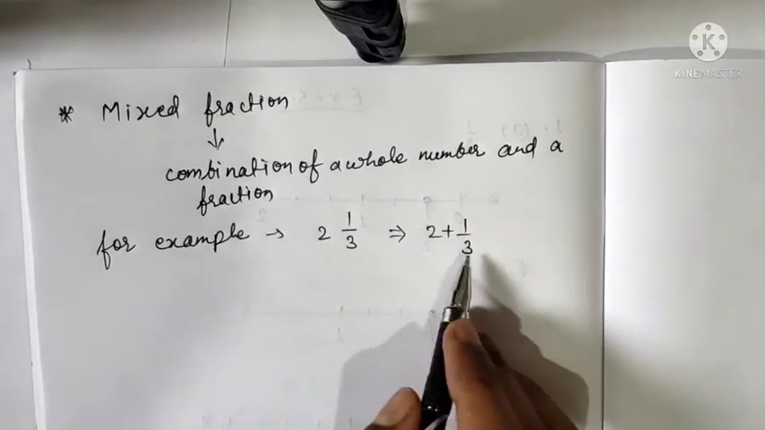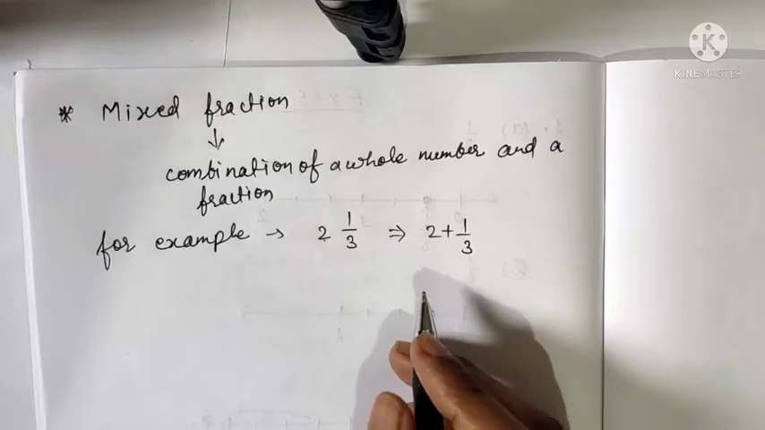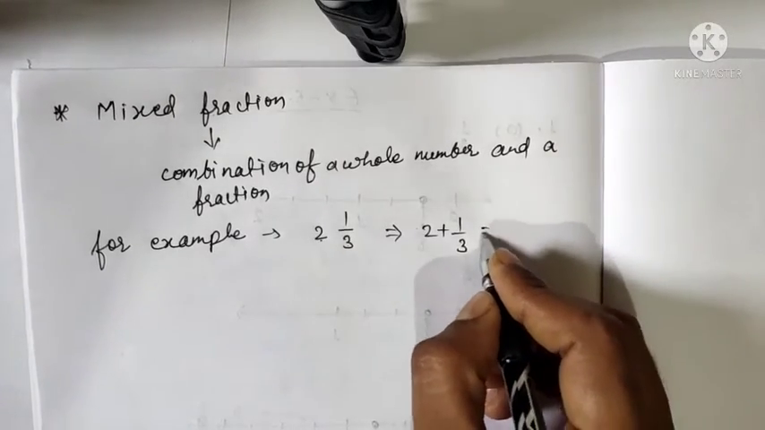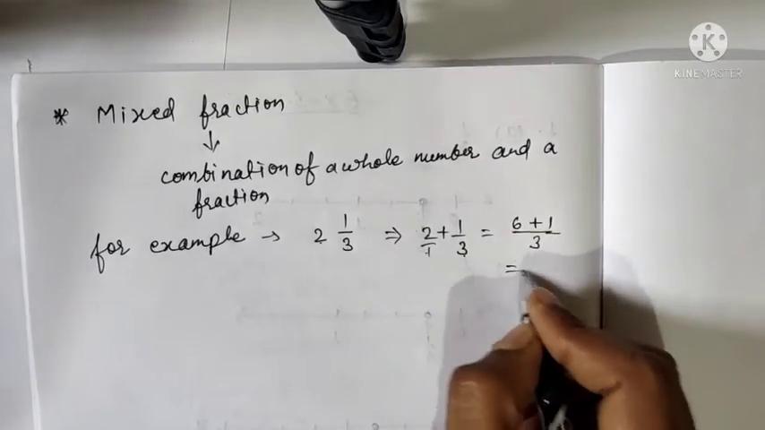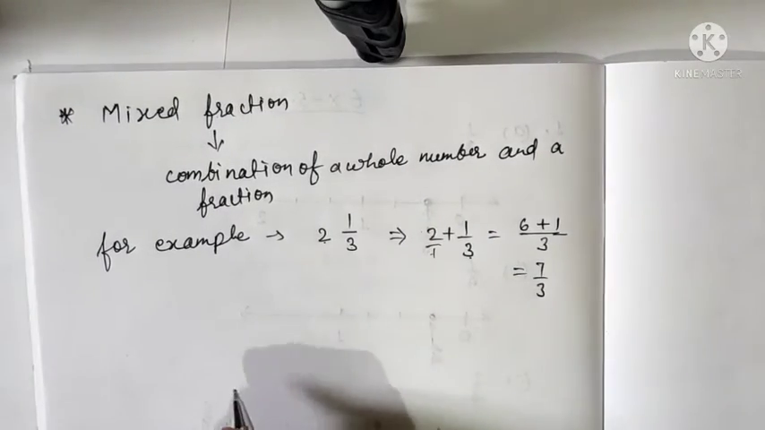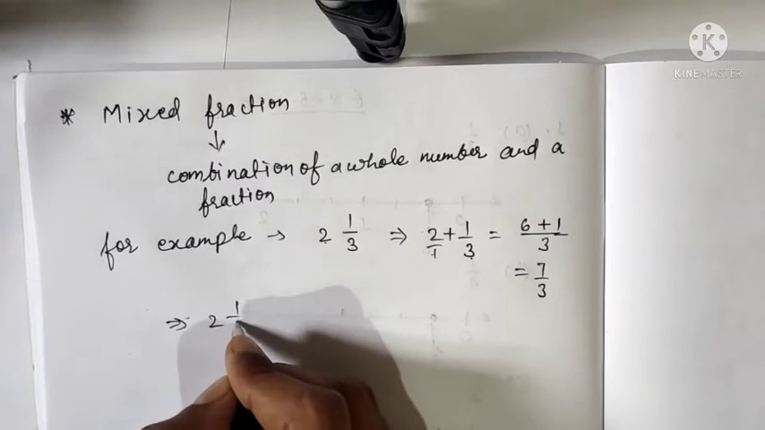By taking the LCM, it will be 2 into 3 plus 1 by 3. Since 1 into 3 is equal to 3, it will be 2 into 3 plus 1 by 3, meaning 6 plus 1 by 3 becomes 7 by 3. That implies 2 1 by 3 is equal to 7 by 3.